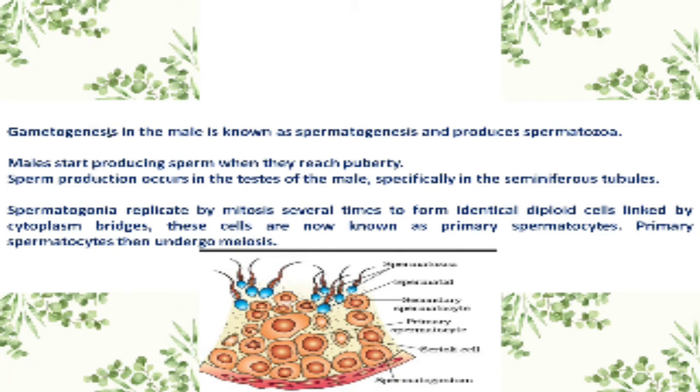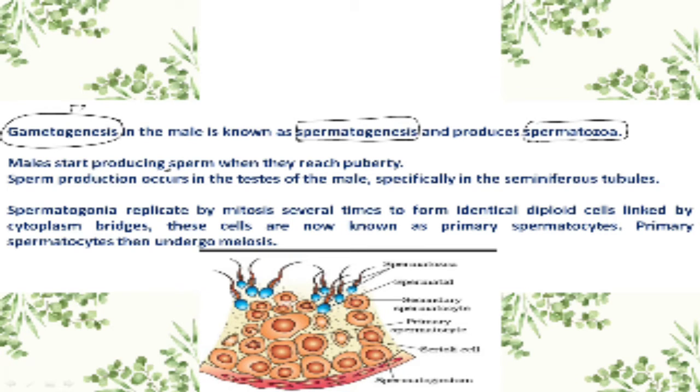Now, gametogenesis. Reproductive cells are called gametes, and the formation of gametes is called gametogenesis. When it takes place in the male, the term is known as spermatogenesis, in which the spermatozoa are formed. So, in the process of spermatogenesis, spermatozoa are formed.